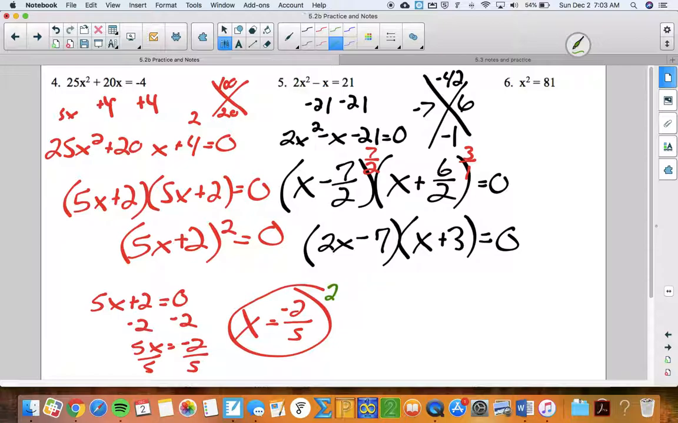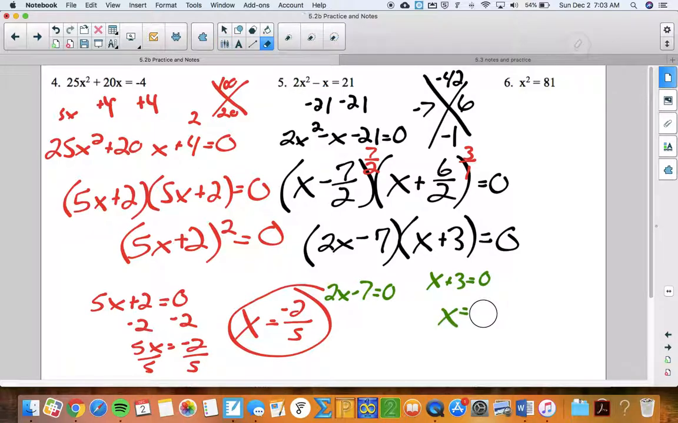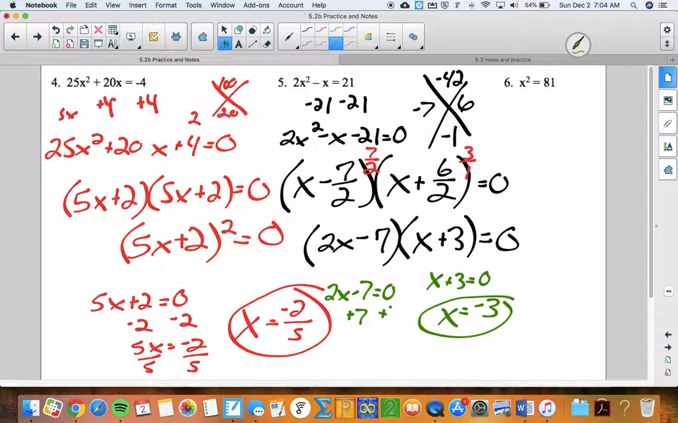So take your factors, set them equal to 0. So negative 3 is going to be the solution over here. I got excited because it was an easy equation to solve. Negative 3 is the solution. Now here, take your time, add 7 to each side. 2x equals 7, so x equals 7/2. Positive 7/2. Notice it's actually the opposite of whatever our simplified fraction was.